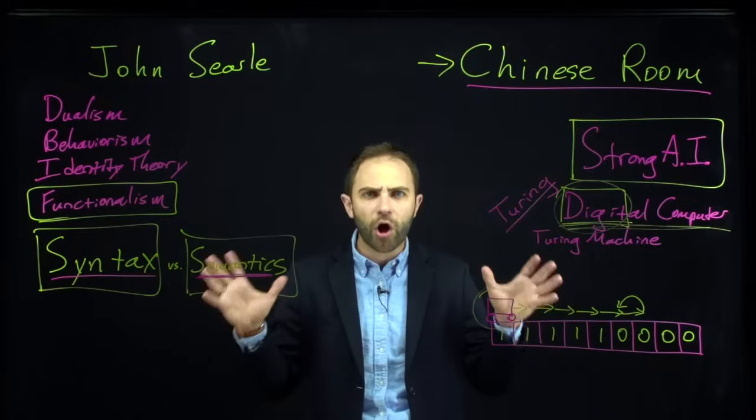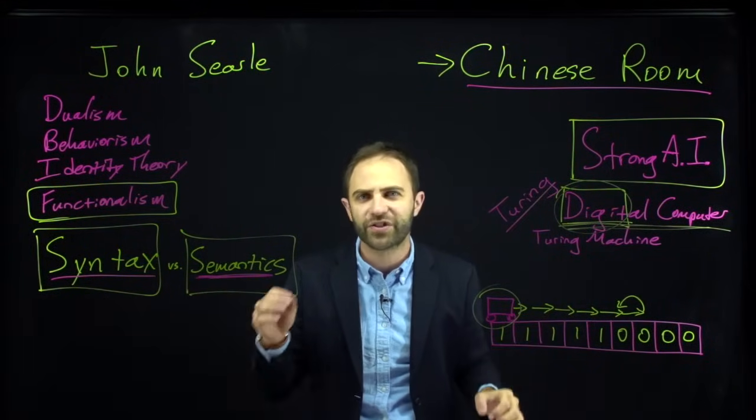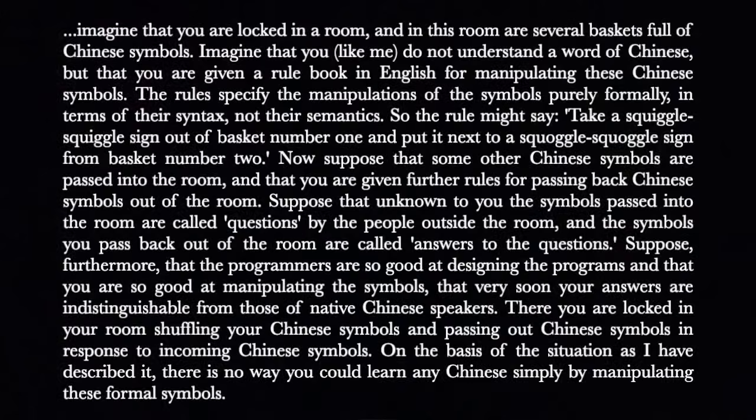I'm going to read a long passage which explains the Chinese room thought experiment. This is on page 671 if you're following along in the reading. Imagine that you are locked in a room, and in this room are several baskets full of Chinese symbols. Imagine that you, like me, do not understand a word of Chinese, but that you are given a rule book in English for manipulating these Chinese symbols.